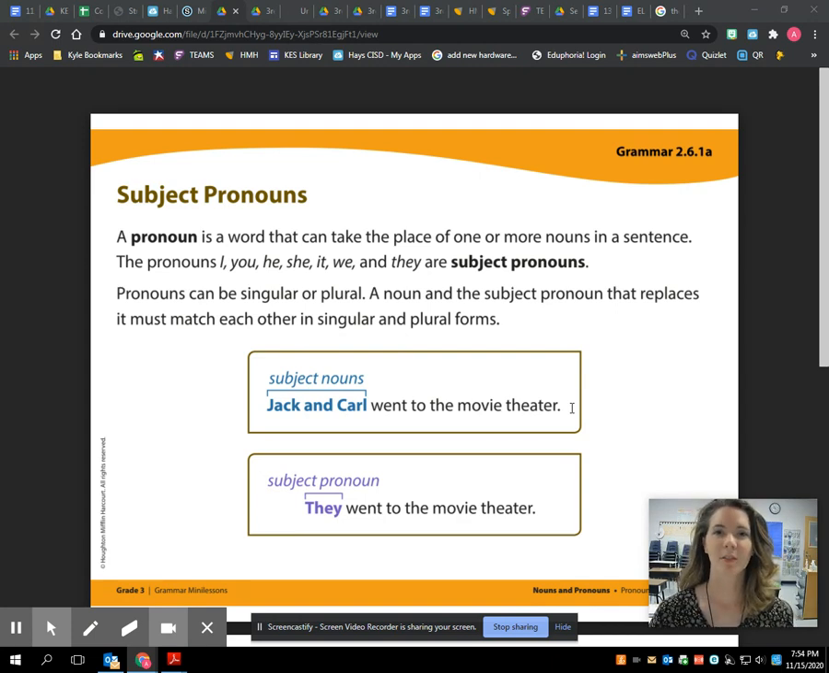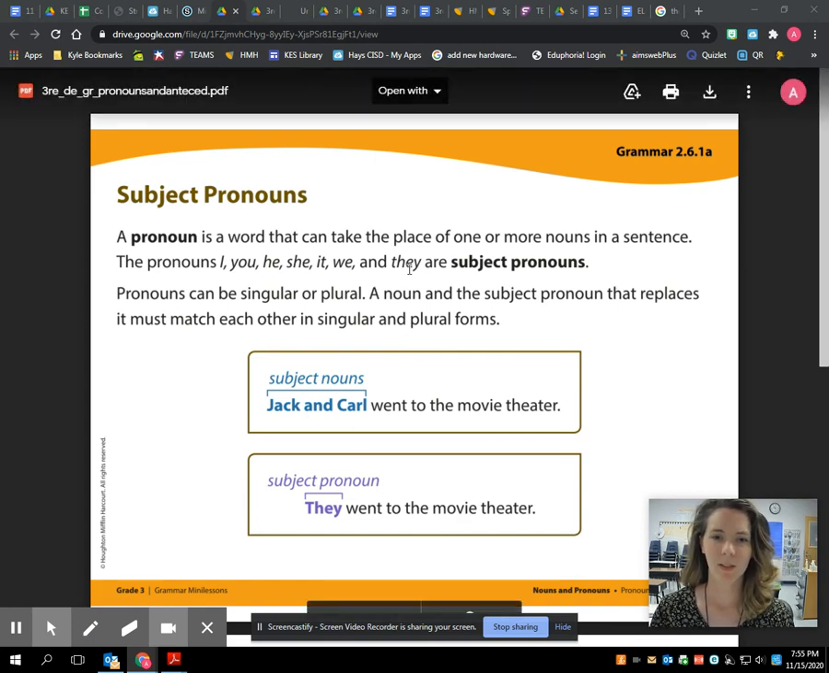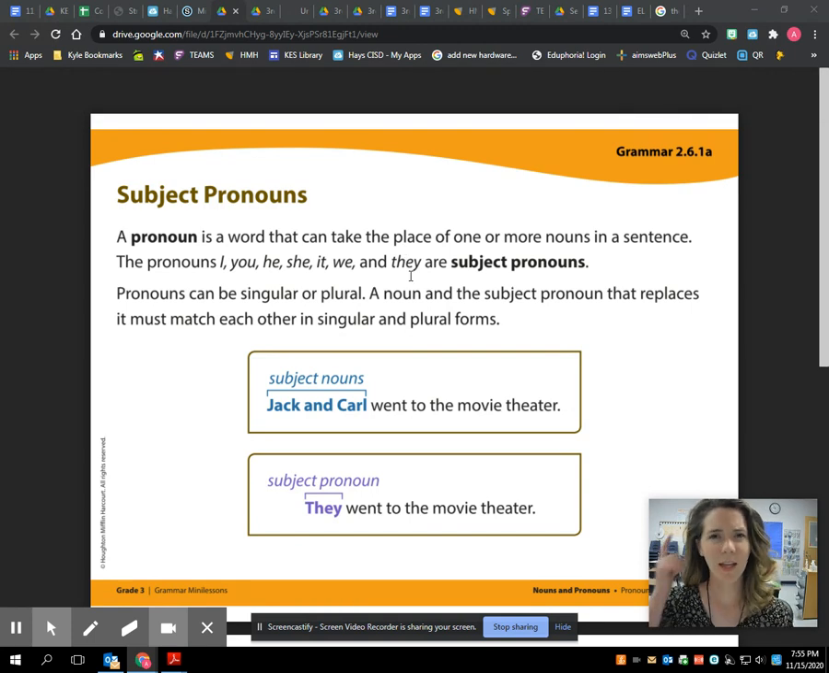Pronouns, just like any other nouns, can be singular, just one, or plural, meaning many. A noun and the subject pronoun that replaces it must match each other in the singular or plural forms. And what I mean by that is if I was talking about the toys and the lunch boxes need to be put away, toys and lunchboxes are plural. So if I wanted to replace those with a pronoun, I would need to use a plural pronoun like they. They shows me I know that I'm talking about more than one thing.